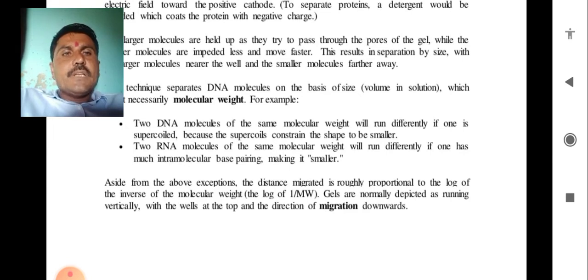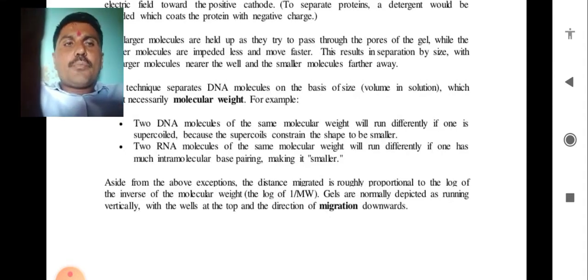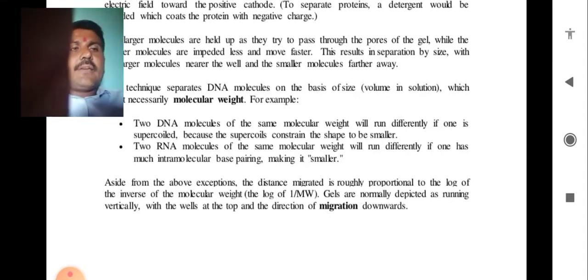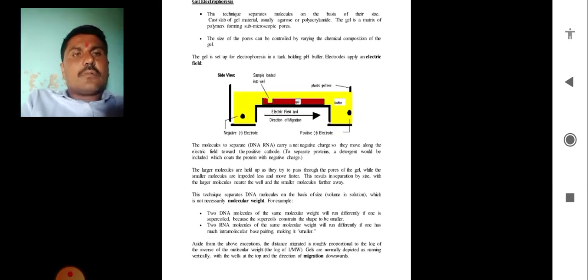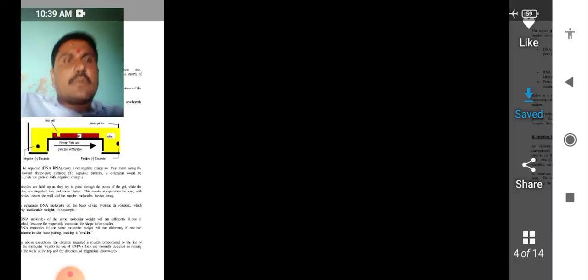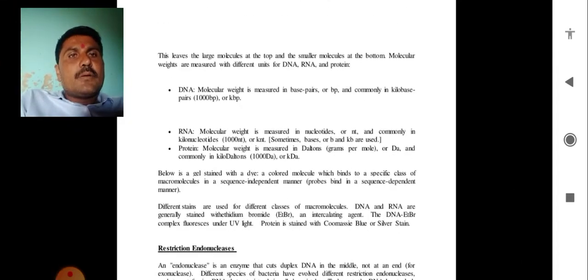Aside from the above exceptions, the distance migrated is roughly proportional to the log of the inverse of the molecular weight. Gels are normally depicted as running vertically with the wells at the top and the direction of migration downwards. So this leaves the large molecules at the top and the smaller molecules at the bottom.